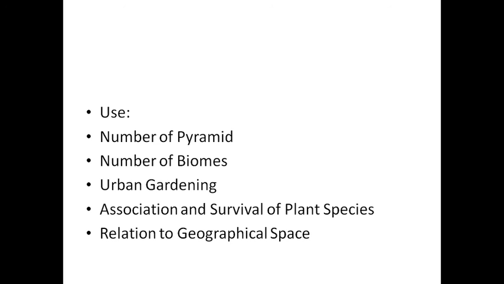Sure, the matrix system helps to identify the plant association, and it also helps to identify the geographical and spatial relationships: slope, landform, land morphology, all these things.